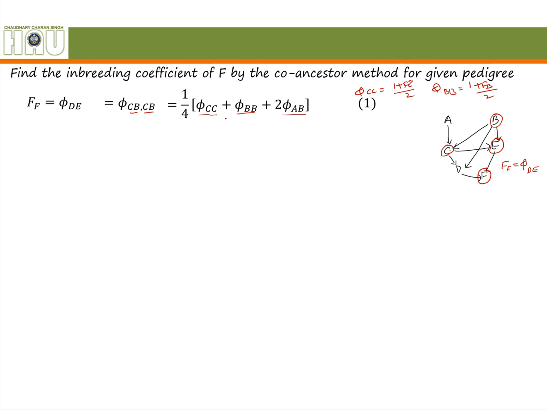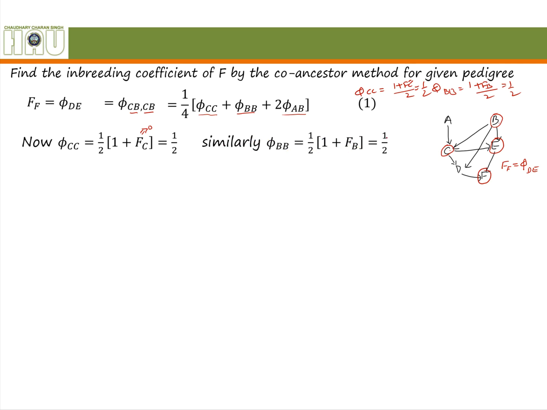Now phi CC is as usual half, since FC is 0. So phi CC is half of 1 plus FC, and this is 0, so it is 1 by 2. Similarly, phi BB is half of 1 plus FB, it is again 1 by 2. Now, what about phi AB?